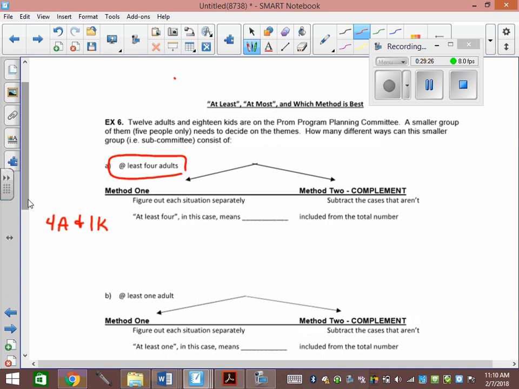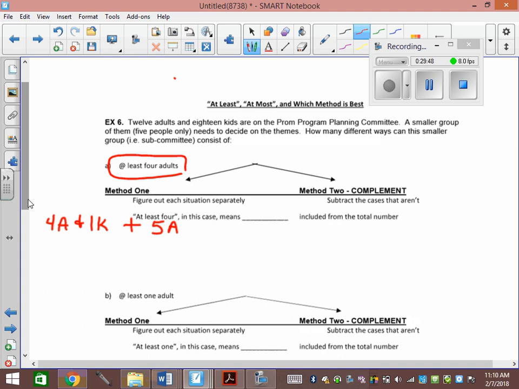Is that all the subcommittees I can make with at least 4 adults? No, I can make 1 more subcommittee. How many would it have? 5 adults. So or, in between cases, you always have or, right? 5 adults and 0 kids. Do I have to have the 0 kids? No.